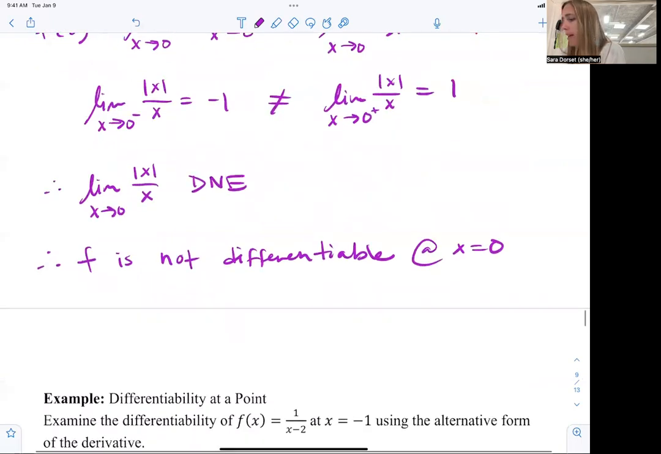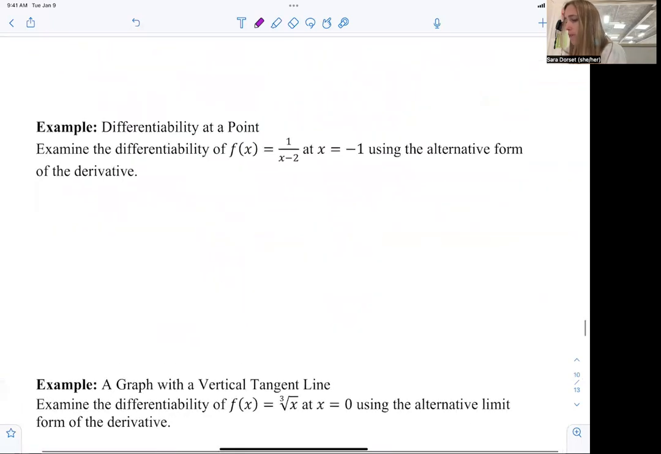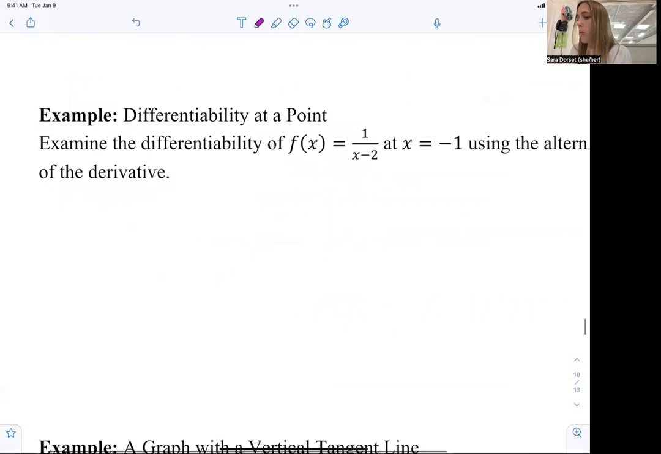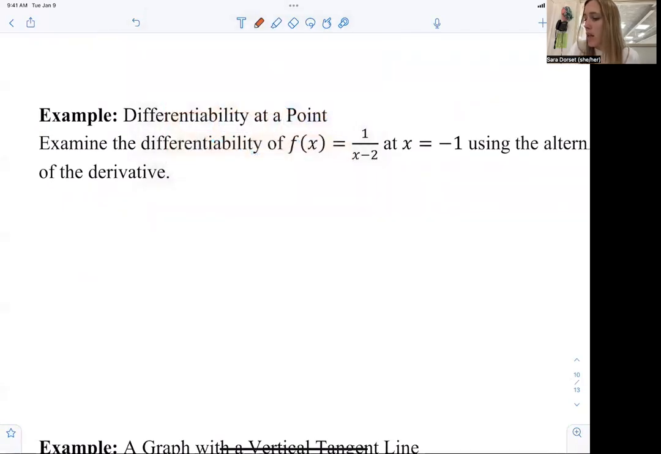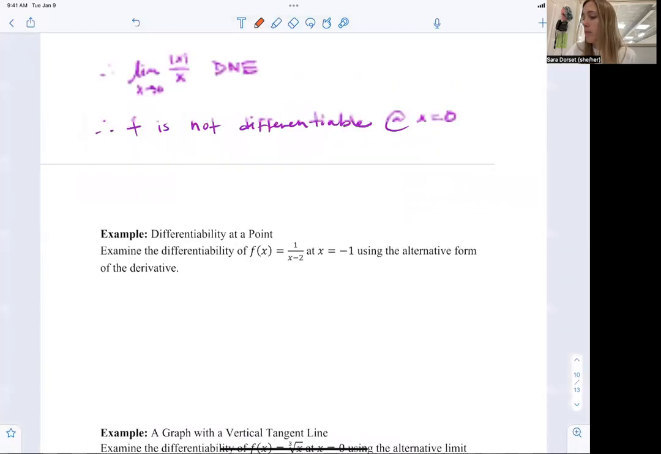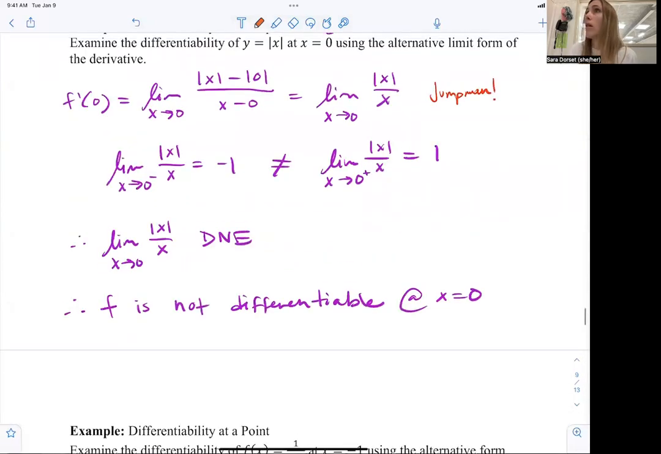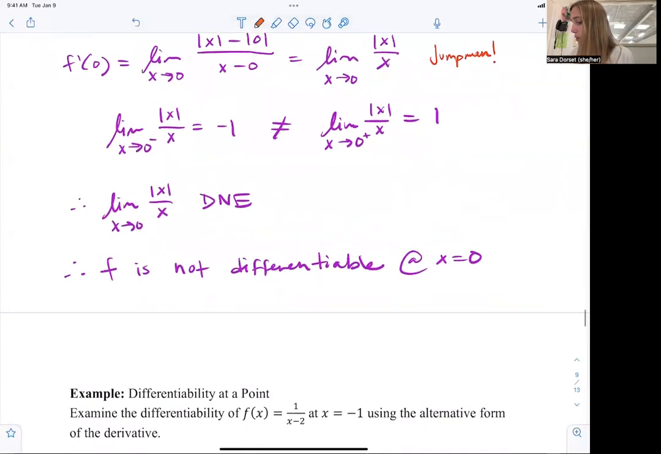This next one is going to be an example of where a function will be differentiable at the point, because I want you to see what it looks like whenever it is. So using this alternative form of the derivative, we're going to prove that f is differentiable at -1, meaning if you evaluate its derivative, you get a real number.